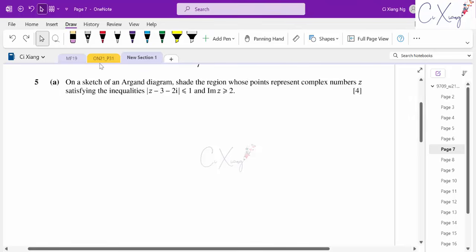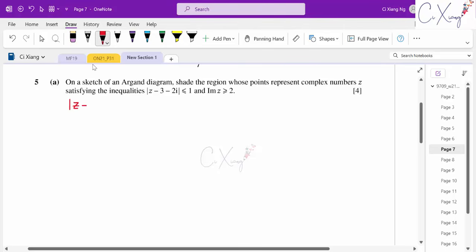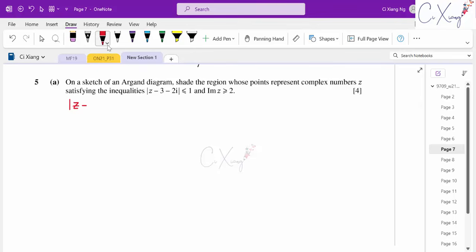Okay, so first of all, the first inequality, I'm having the modulus on the left hand side. Then this is the original inequality that I have. To sketch the inequality, basically I need to have the standard pattern where the modulus of z minus a complex number is smaller equal to 1. So if I take out the negative from both values here, by right, the complex number will become 3 plus 2i.